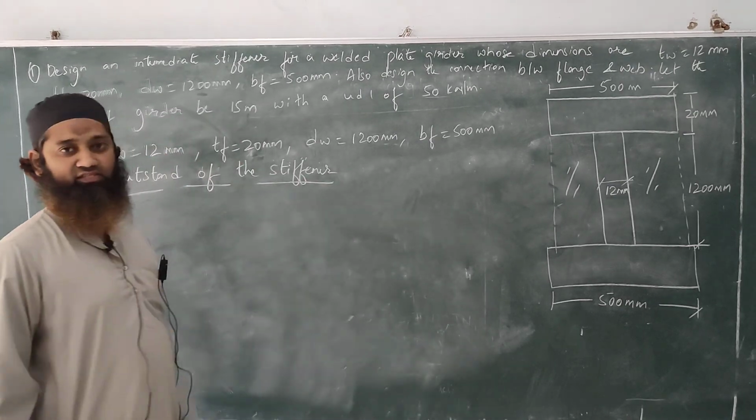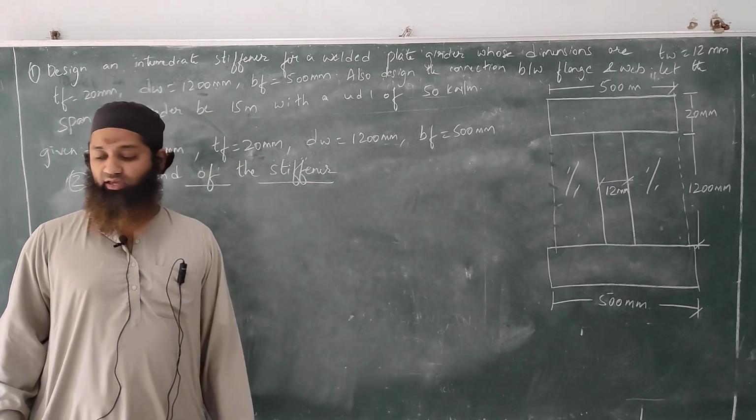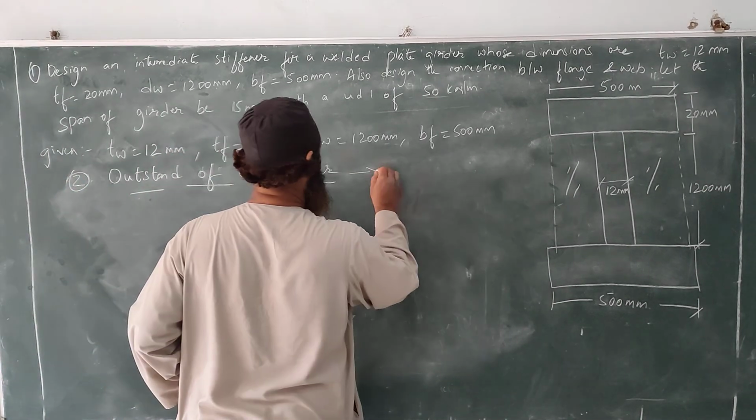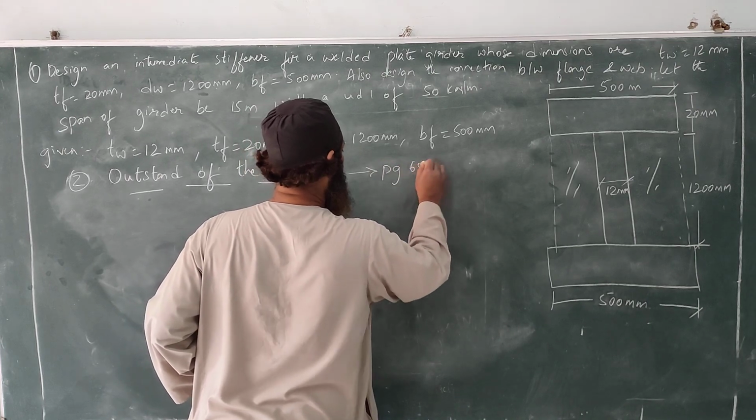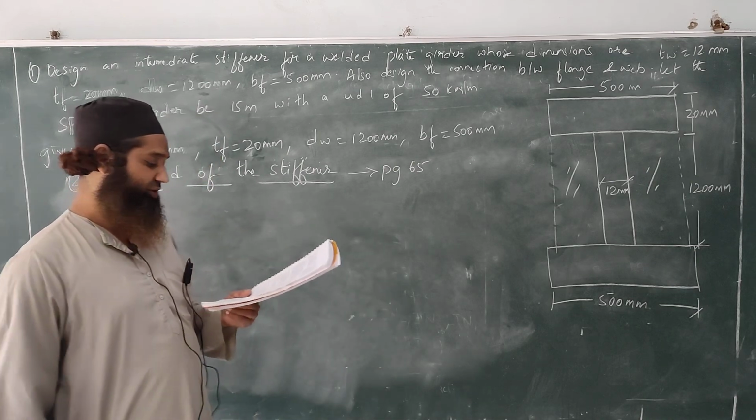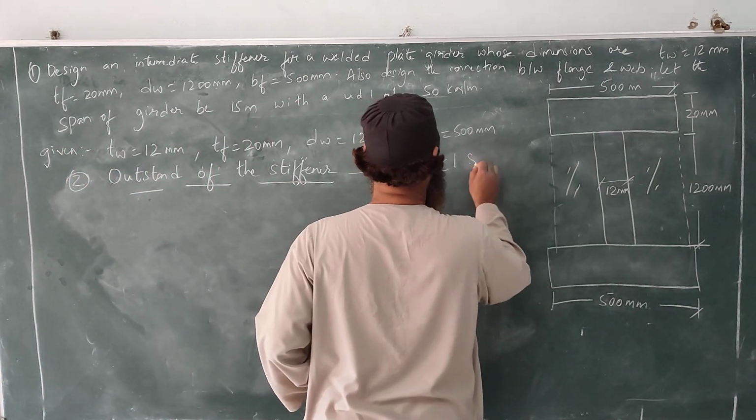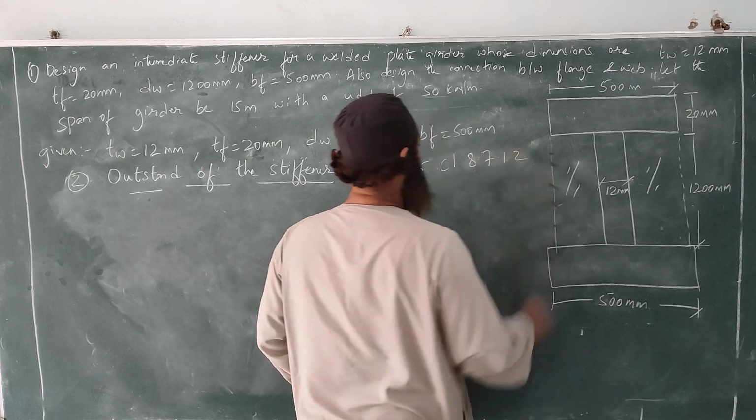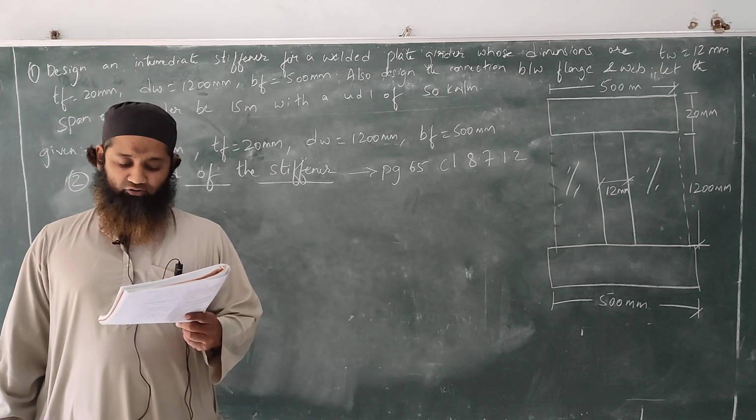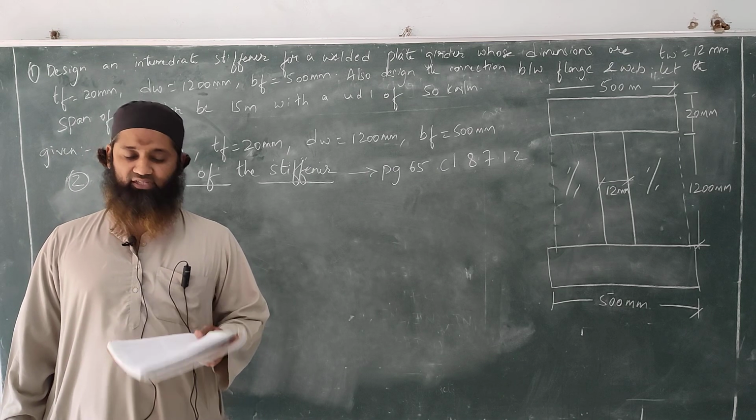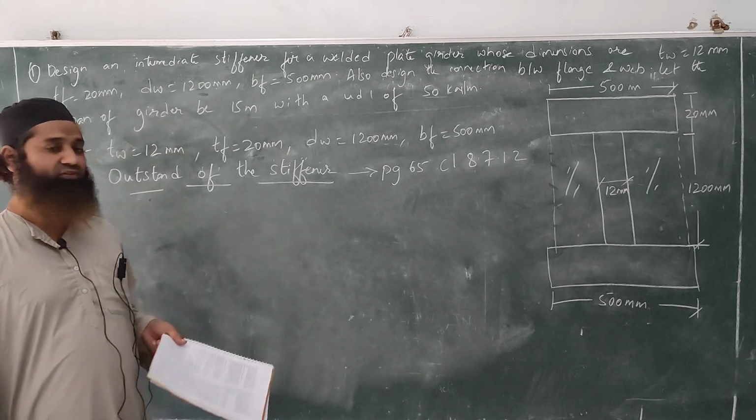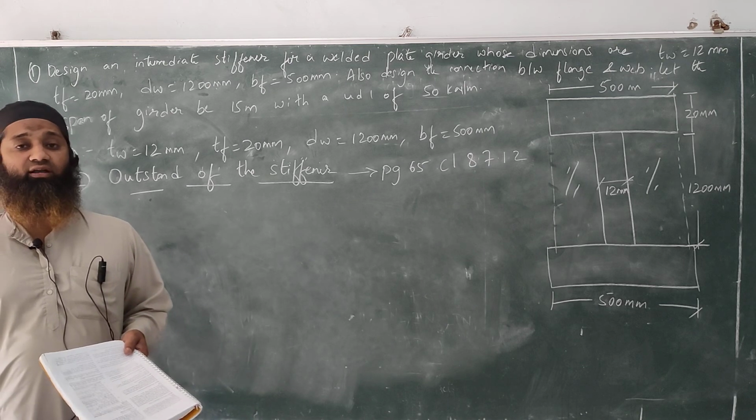Outstand of the stiffener. Even this has been given in the clause in page 65 of IS 800 of 2007, clause 8.7.1.2. I'll just read it out to you. See, what does it say? Unless the outer edge is continuously stiffened, the outstand from the face of the web should not exceed 20 tε. So the outstand of the stiffener shouldn't be taken greater than 20 tε.